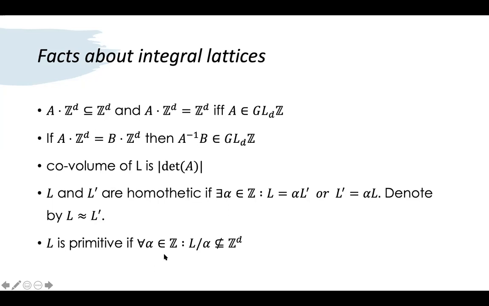And we call a lattice primitive if there is no integer, except, okay, I should have written here except 1 and minus 1, right? But for all non-trivial integers, L over alpha is not an integral lattice by itself. So if I look at homothetic classes of lattices, it has a representative which is primitive, like the smallest representative in this homothetic class. Great.